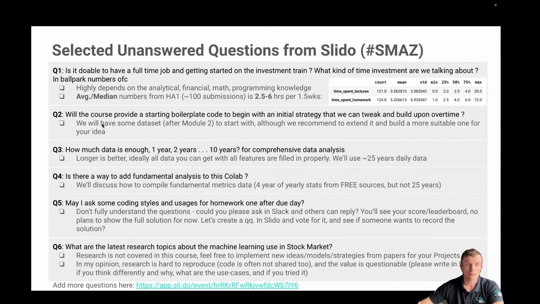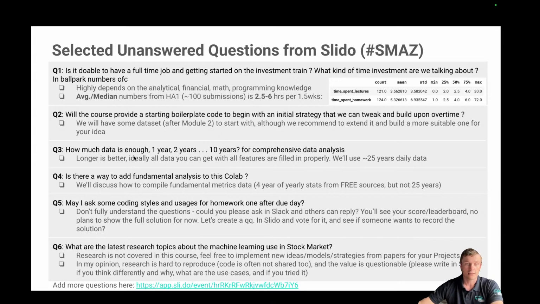So next question, will the course provide a starting boilerplate code to begin with, an initial strategy that we can tweak and build upon over time? Yes, as a result of each module, you have a Colab with the code, and you can copy and run it straight away. It should work, and it has the boilerplate code and the data, and it should be enough to start with any strategy.